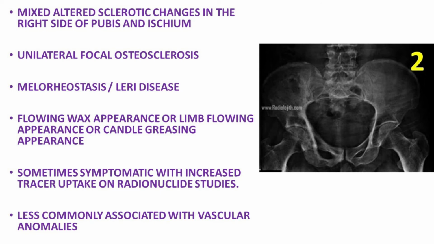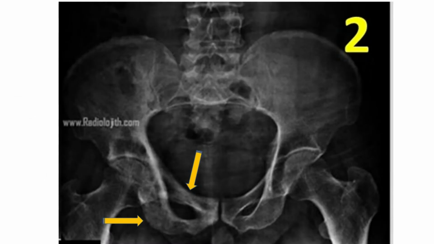On X-rays, they have characteristic signs: wax flowing down a candle, or candle guttering appearance, or dripping wax appearance. It usually affects the appendicular skeleton and is much less common to affect the axial skeleton, as in this case. It is always monostotic, that means only one part of the bone is affected, and is never bilateral. Sometimes radionuclide study shows some uptake in a few cases. Here the final diagnosis is melorheostosis, otherwise called Leri's disease.